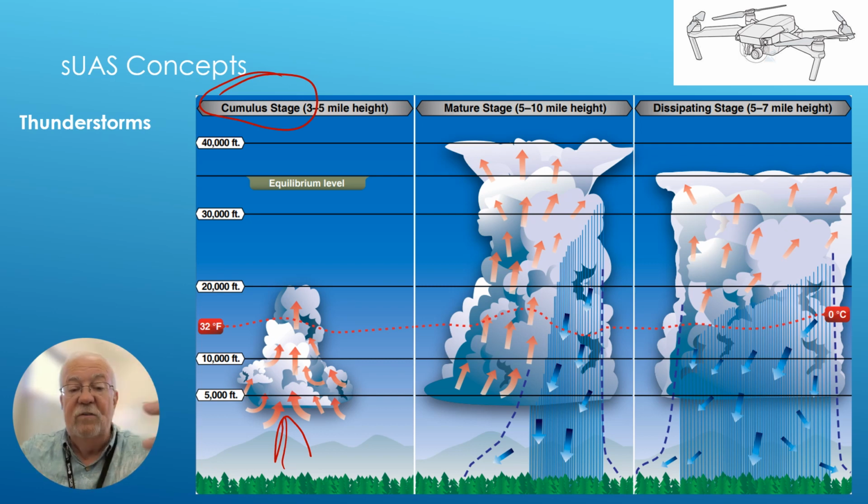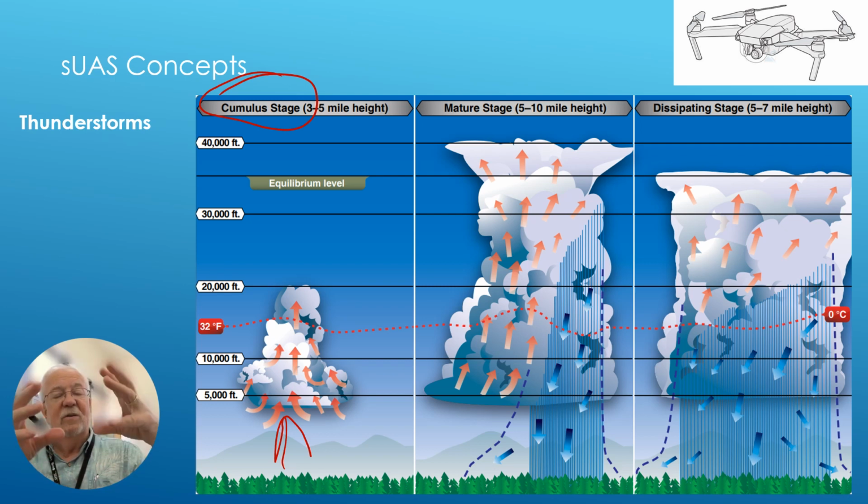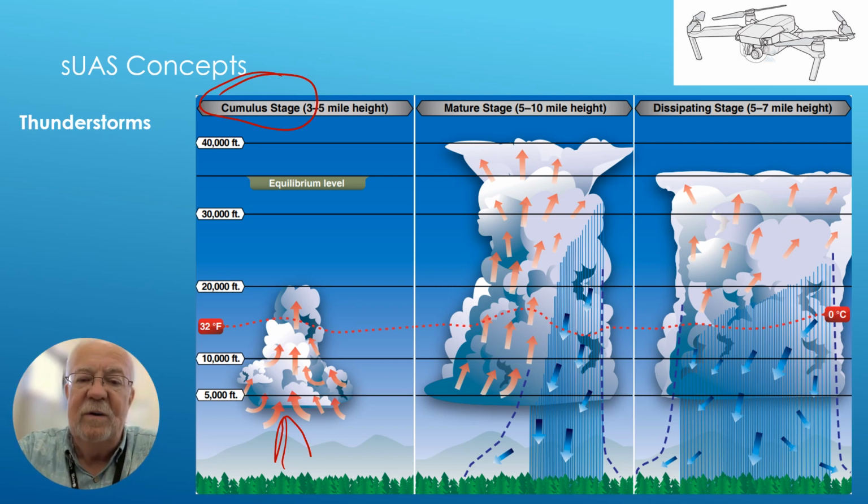As the air rises, adiabatic forces cause the temperature of the air to drop, and as the temperature drops, it eventually gets to a point where it cannot hold the same amount of moisture, and the moisture turns into something visible. That's what makes the cloud, and eventually it gets cool enough that it actually starts raining, and that's where you get the second stage, the mature stage, where rain starts falling.